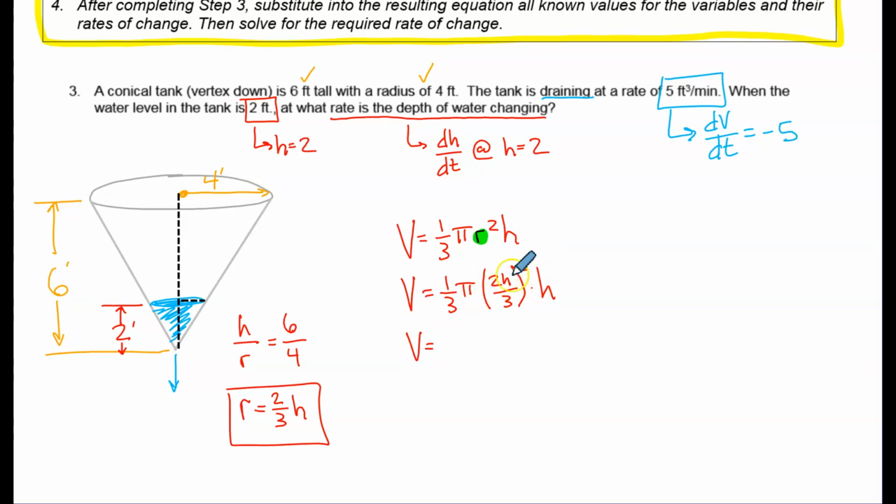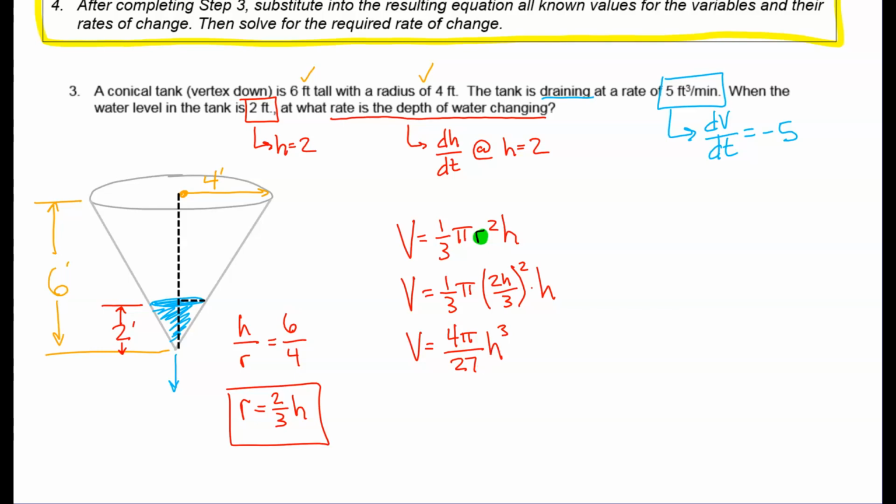The quantity 2h squared will be 4h squared times h is 4h cubed, and then I have this pi, so it's going to be 4 pi. I have an h cubed, and then my denominator is going to be a 3 squared, which is 9, times 3, which is 27. So that is an expression for the volume in the tank as a function of the height of water in the tank.